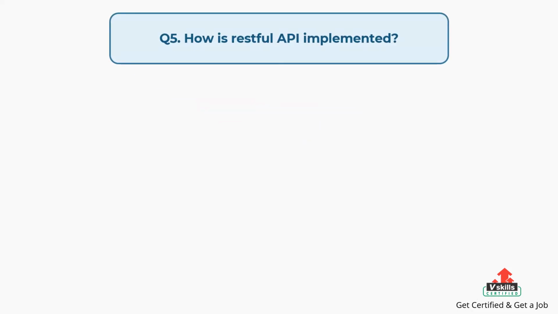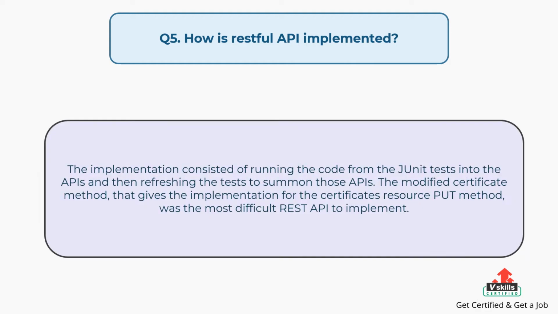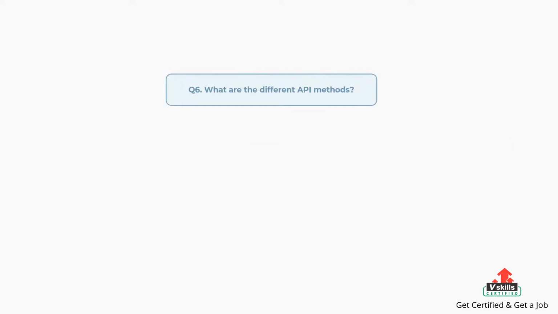Question number 5. How is RESTful API implemented? The answer is the implementation consisted of running the code from the unit tests into the APIs and then refreshing the tests to summon those APIs. The modified certificate method, that gives the implementation for the certificate's resource put method, was the most difficult REST API to implement.